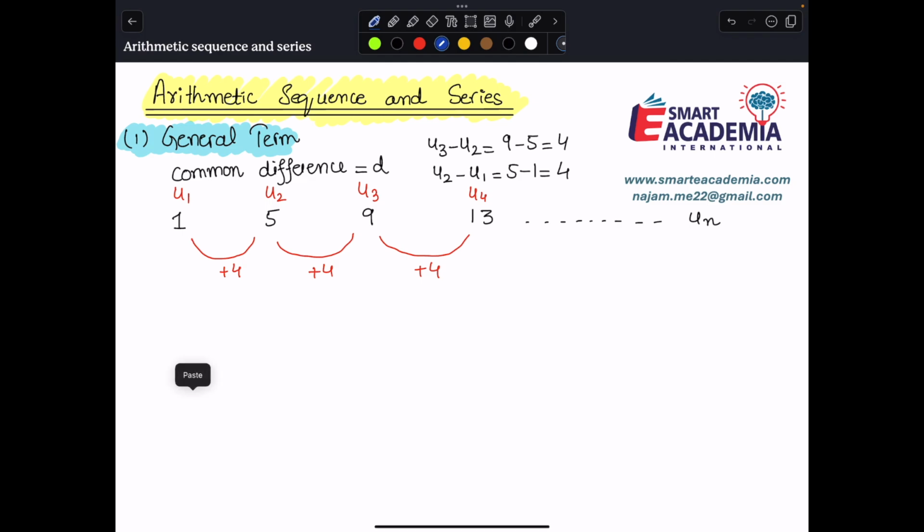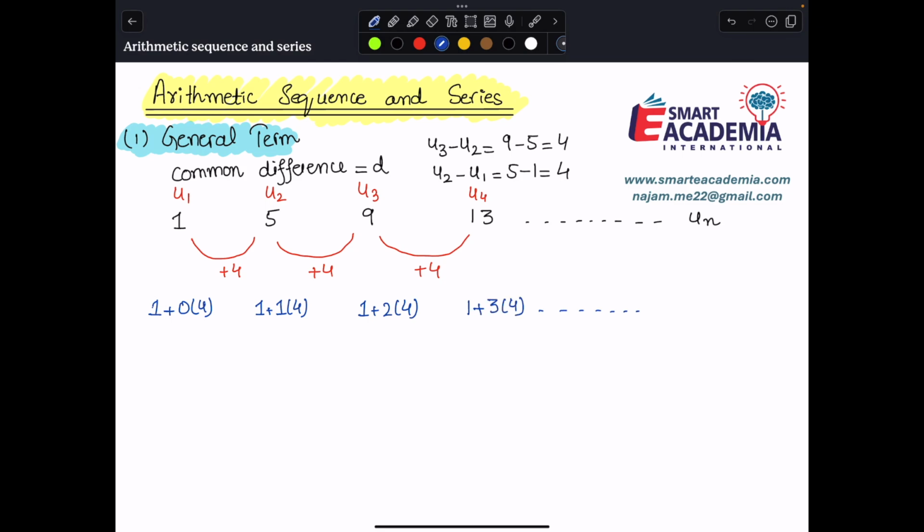I can write the first term as 1 plus 0 times 4. The second term as 1 plus 1 times 4. You can see 4 times 1 is 4, plus 1 is 5. The third term as 1 plus 2 times 4, 4 times 2 is 8, plus 1 is 9. And the fourth term as 1 plus 3 times 4, and so on.